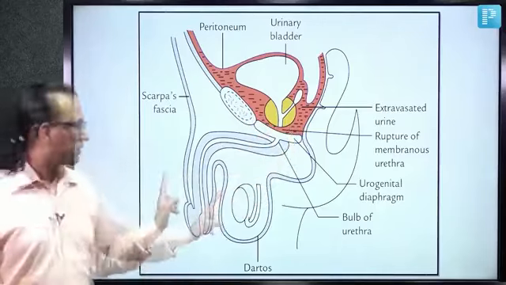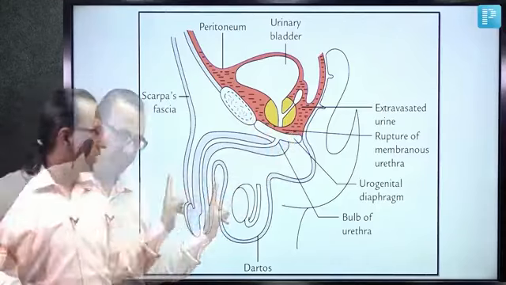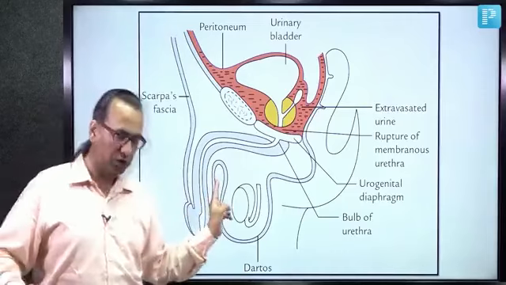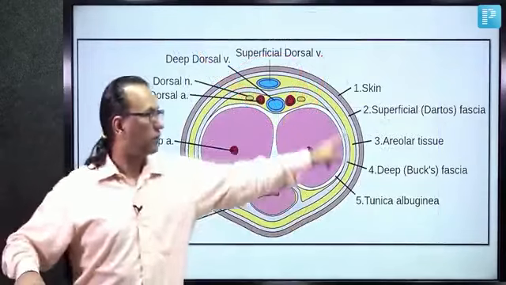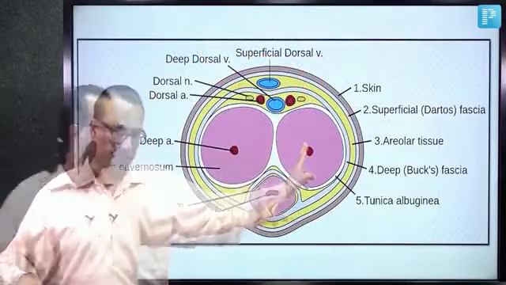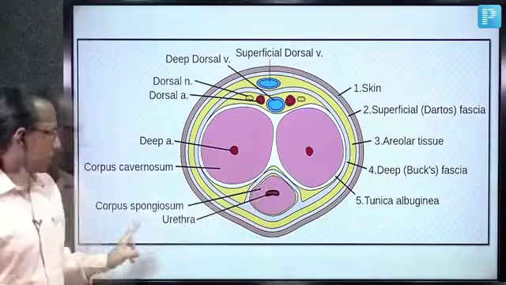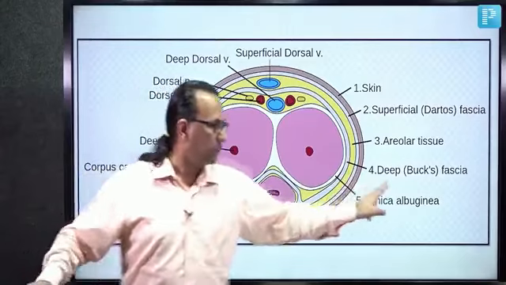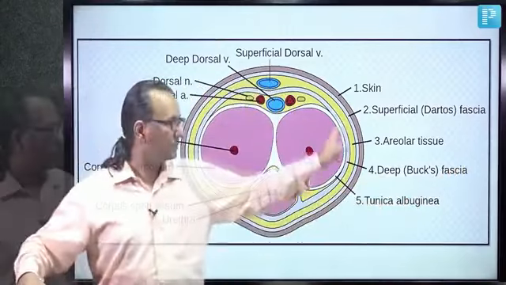Now take a section of the penis to look at the Buck's fascia and also the corpora cavernosa and corpus spongiosum of the penile shaft. So here is a transverse section of the penis and we can see the corpora cavernosa containing the blood and the corpus spongiosum containing the urethra carrying the urine. And outside we have the deep Buck's fascia covering the three bodies there.